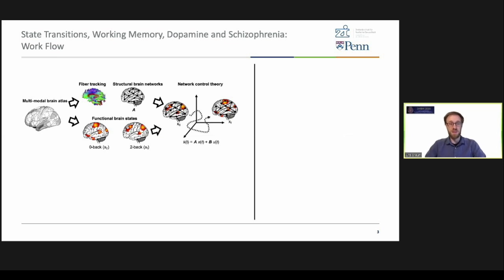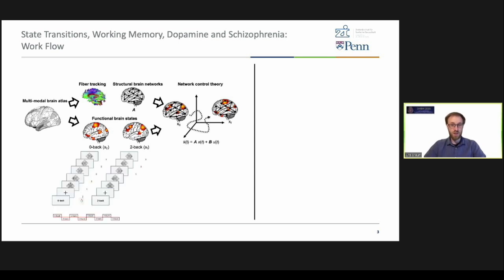We wanted to test these hypotheses, or the predictions from the dual state theory, in humans, and did so by using network control theory. In the previous talks, you've already heard a little bit about the background of network control theory, so I'll keep it short here. We also start out with a multimodal brain atlas and do fiber tracking to get a structural brain network, and then we use functional fMRI to define the brain states.